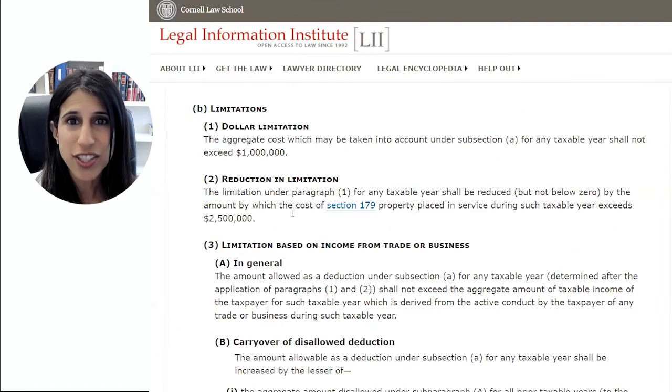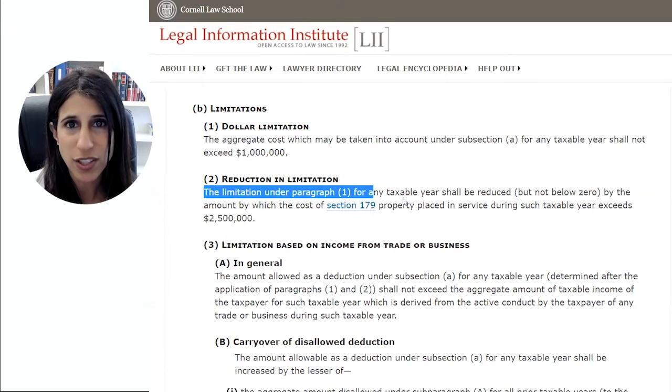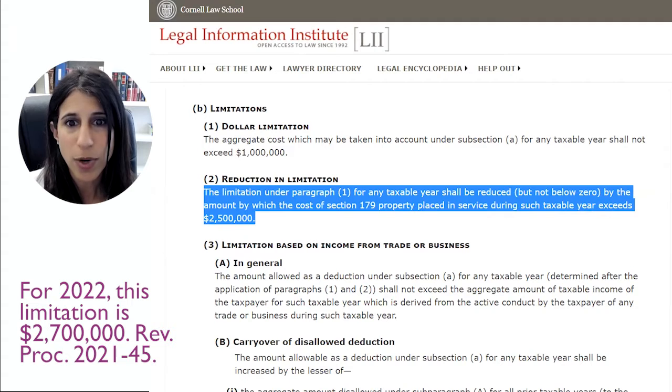So second, there's a reduction in limitation. Because this provision is intended to benefit small businesses, a business that puts too much property into service in a given year won't qualify for the entire deduction. Section 179(b)(2) says that if property placed in service during the taxable year exceeds a certain amount, the maximum deduction is reduced dollar for dollar. Currently, the property cost limitation is $2.5 million adjusted for inflation.